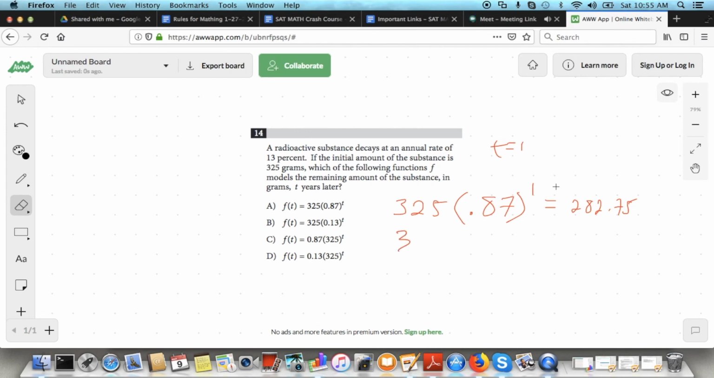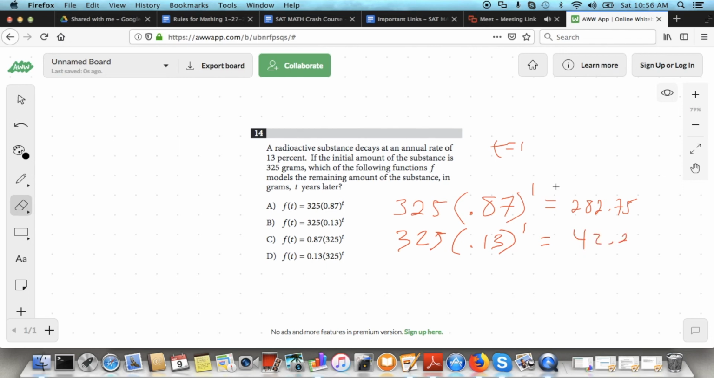And we'll do the same thing. We're just plugging in a 1 for T, so we get 325 times 0.13 to the power of 1. What does that give us, Annika? Shouldn't give us 13,000, right? It's going to be less than 325. Let me do that again. 325 times 0.13. There we go, 42.25.